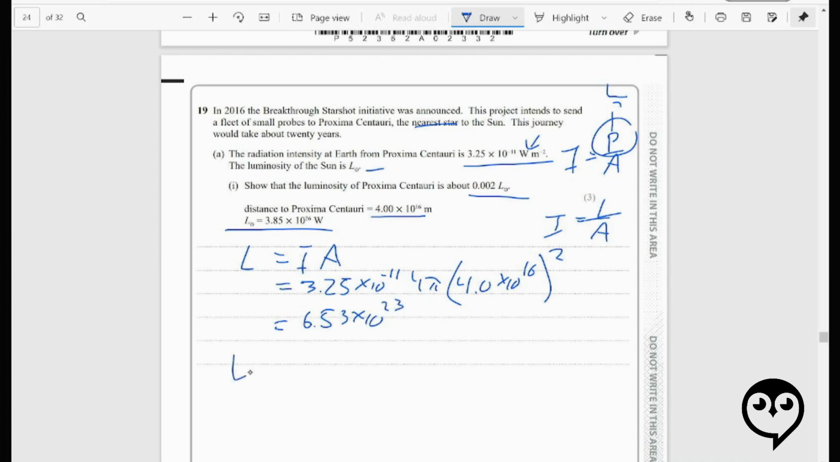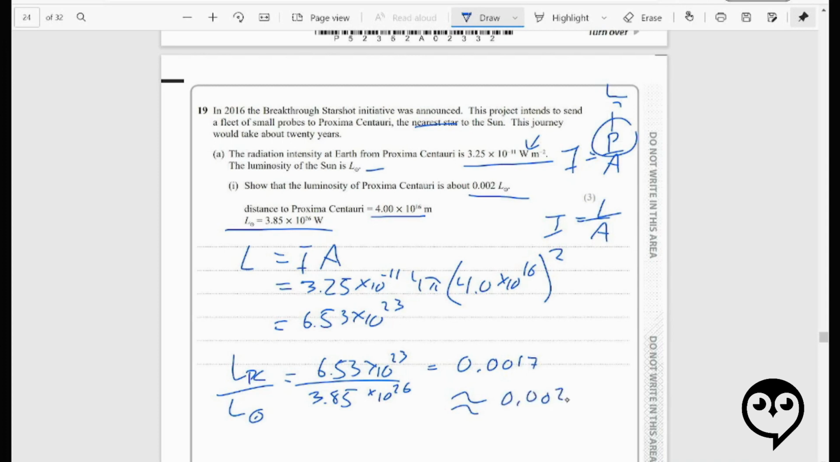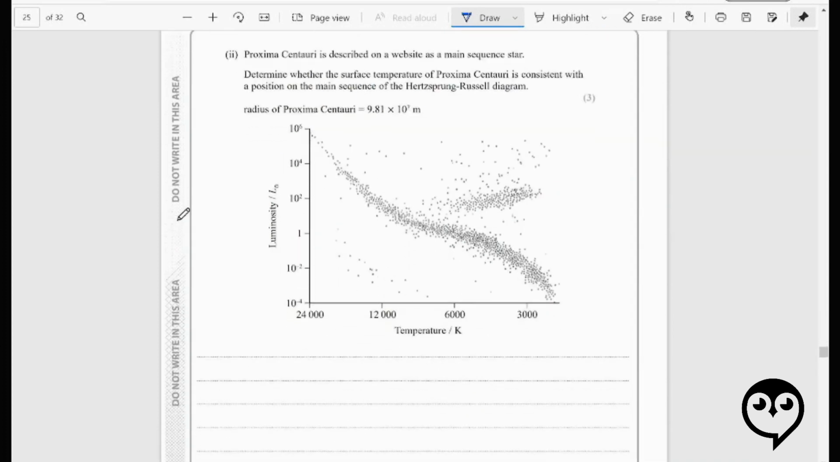So if we do a ratio, we'll take that number and divide by the luminosity of the Sun. And I get 0.0016917, and I would say that's roughly 0.002, wouldn't you? All right, let's move on to part II here.